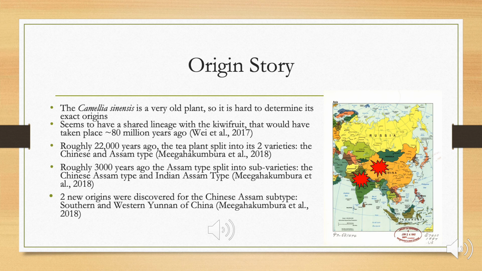And then roughly 3,000 years ago, the Assam type split into the subvarieties, the Chinese Assam type and the Indian Assam type. The Chinese Assam subtype was found in southern and western Yunnan of China. And as you can see off to the right, I've pointed out the two origins of the Camellia sinensis.